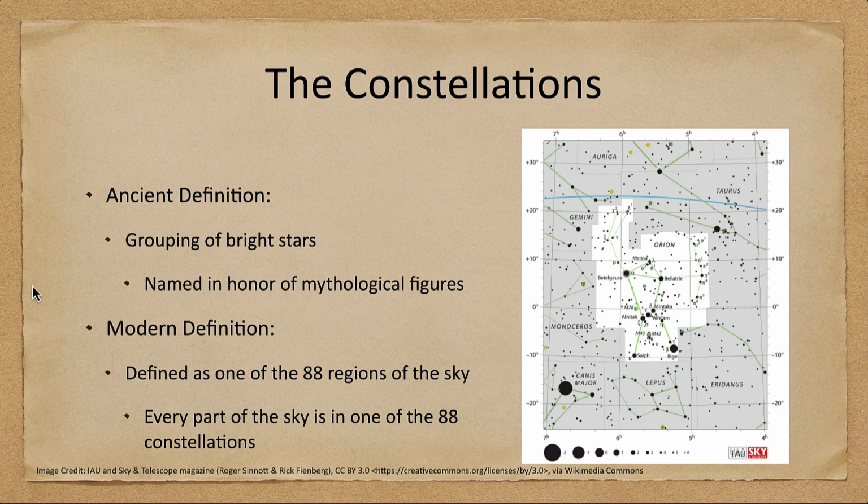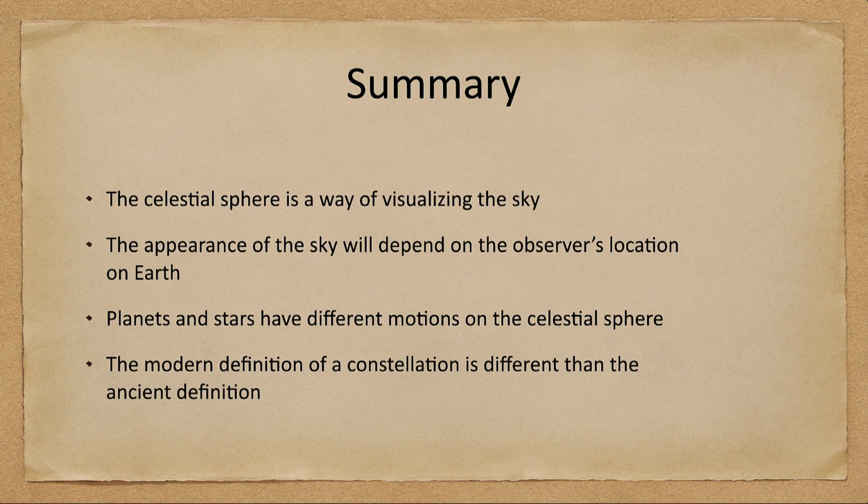So let's go ahead and finish up this section with our summary here. What we've looked at a little bit is the celestial sphere as a way of observing the sky. It will depend on your observer's location. So the appearance will be different depending on where you are on Earth. And the planets and stars have different motions. The stars move together as a group, whereas the planets tend to wander through the stars. And we looked at the modern and ancient definitions of a constellation and how that has changed.